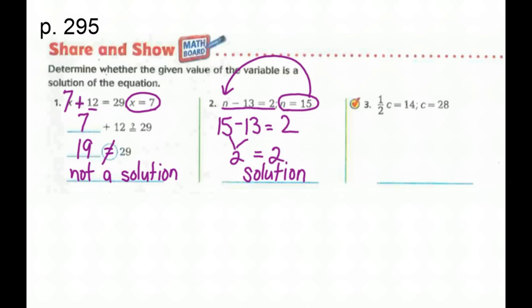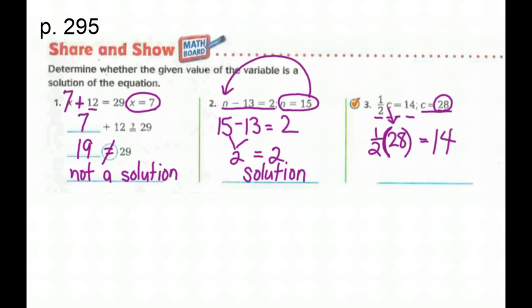Number 3, we have 1/2 times c equals 14 when c is equal to 28, and it's asking if that is a solution. So we have to take 1/2, and remember we had talked before that when you have a letter right next to a number, even if it's a fraction, it means to multiply. So I would typically put parentheses where the c would go, because parentheses next to a number also means to multiply. And then I would copy the rest of the problem, and where the c would go, I would just plug in the 28 in those parentheses.